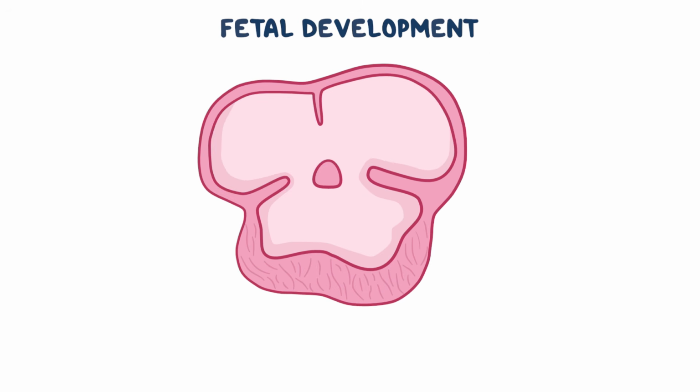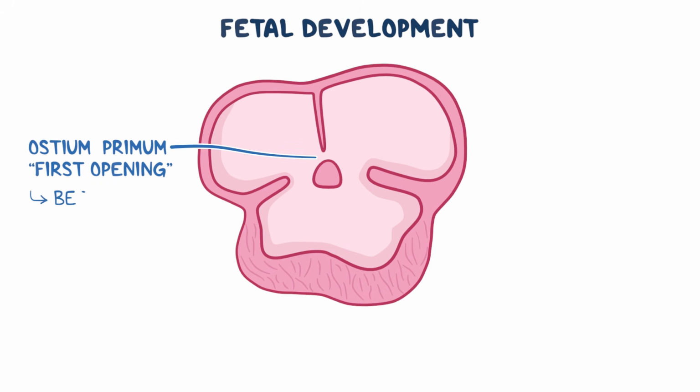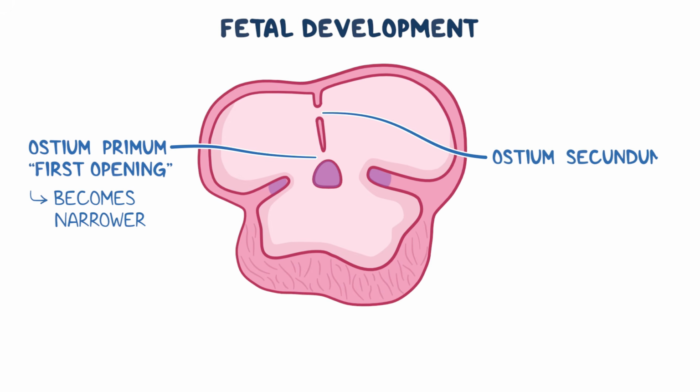As the septum primum grows, it leaves a small opening at the bottom, called the ostium primum, or first opening. But as the septum primum continues to grow, the ostium primum becomes narrower. And before the septum primum reaches the endocardial cushions and completely closes the ostium primum, another opening called the ostium secundum, or second opening, appears in the upper area of the septum.